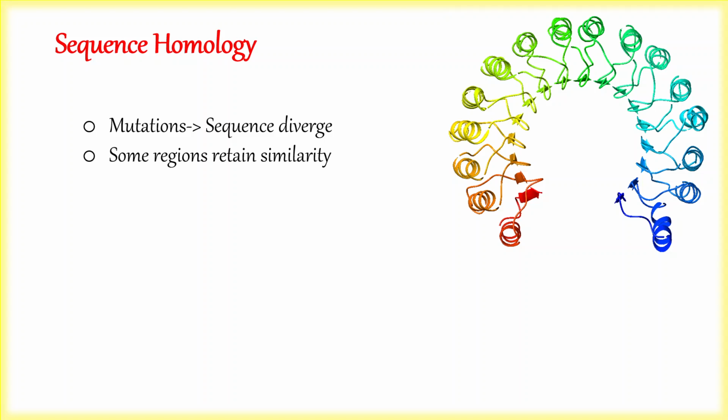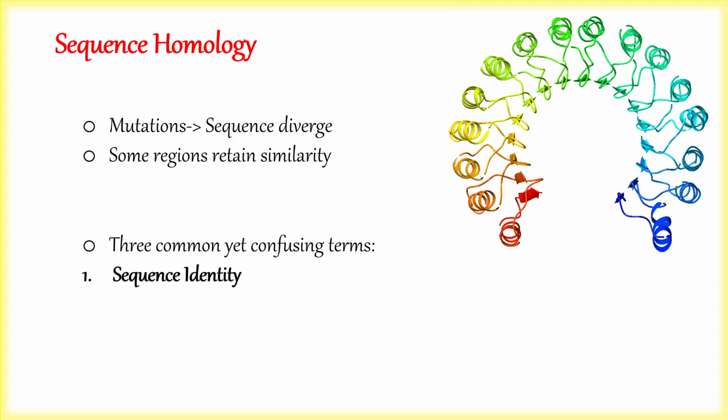But in this case, there are certain misleading or confusing terms. For example, sequence identity, sequence similarity, and sequence homology. These terms are quite interchangeably used, and so let us see what each one of them actually means.